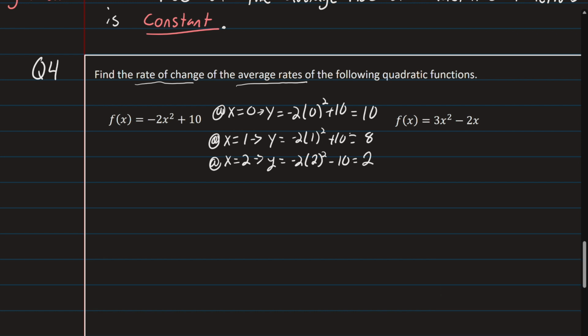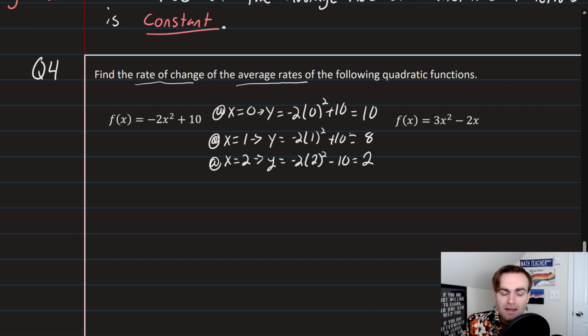Hey there, Editor Mr. Whaley speaking to you. At x equals 2, I put a minus 10 instead of a plus 10. Either way, I got the math right. The answer should be 2, but just in case you were wondering.